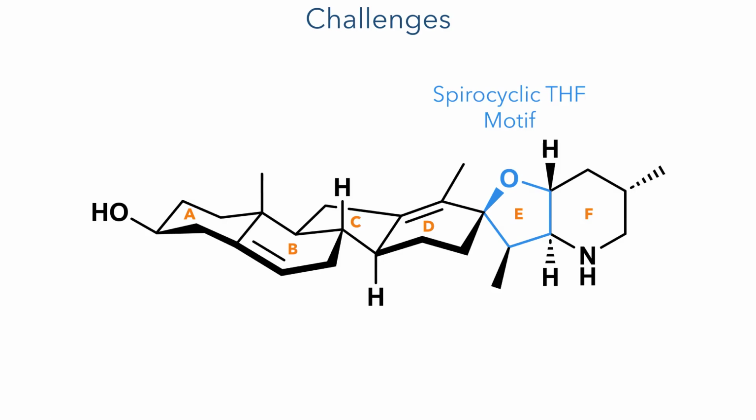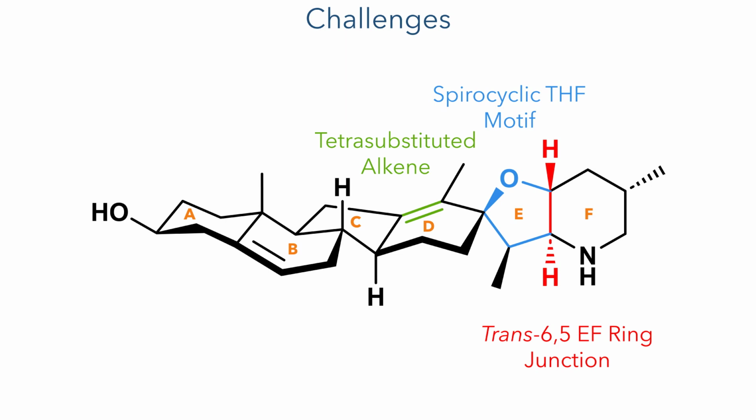The cyclopamine framework presents quite an interesting challenge for synthetic chemists, as it features a C-nor D-homosteroid skeleton with the D-ring appended to a spirocyclic THF motif. This D-ring also contains a tetrasubstituted alkene, while the E and F rings are fused via a rare 6,5 trans junction.